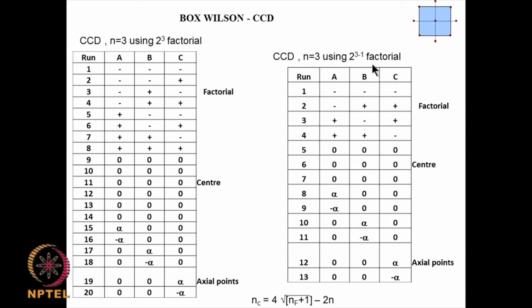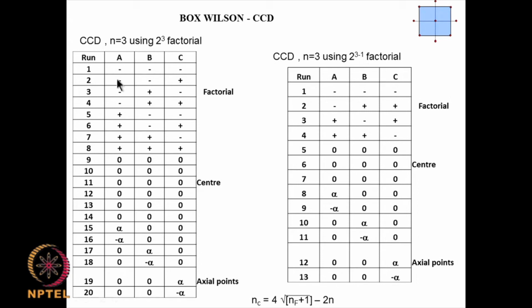Okay, now let us do the CCD, which is called the Box-Wilson design. In CCD, you do the factorial, and then we do the center points, and then we do the star points, or we call them alpha points. The factorial could be 2 power 3 or 2 power 3 minus 1. Let us look at the full factorial.